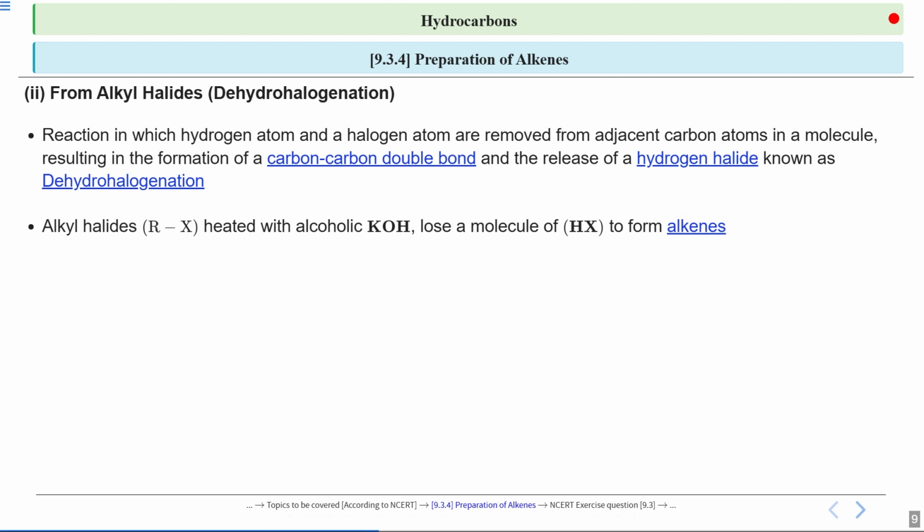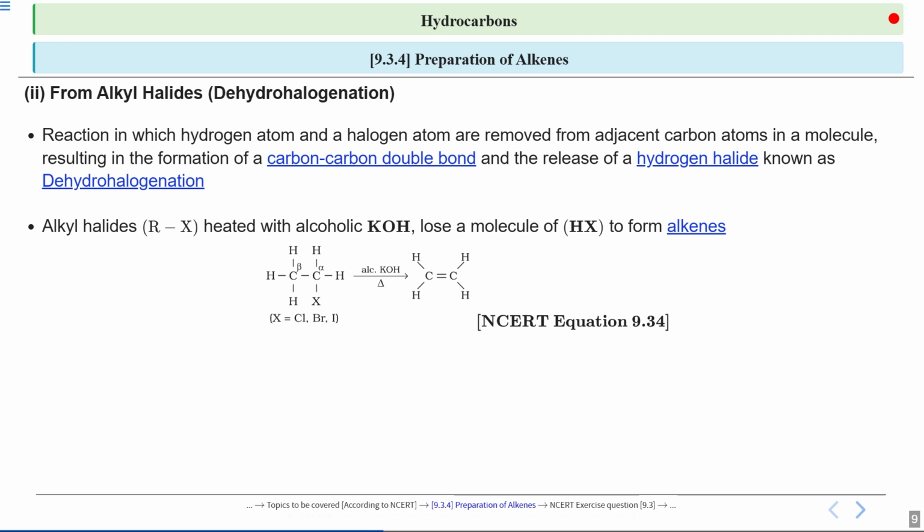Now, let us look at how alkyl halides, when heated with alcoholic potassium hydroxide, undergo a reaction where they lose a molecule of hydrogen halide to form alkenes. So hydrogen halide is represented by HX. This is a key transformation in organic chemistry.